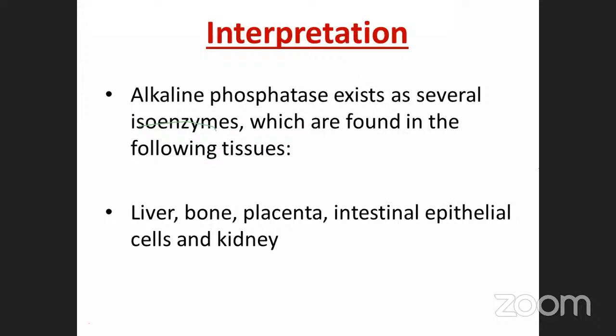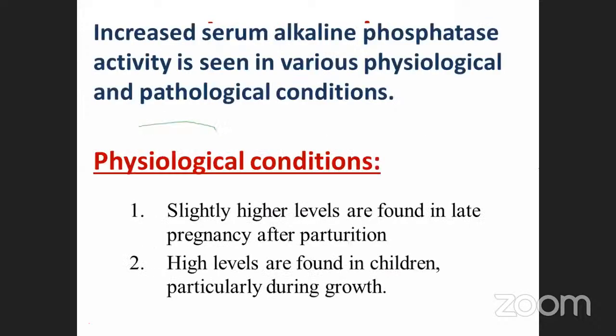And these isoenzymes are present in these tissues, for example liver, bone, placenta, intestinal epithelial cells, and kidney. You know, in liver function tests, bilirubin, protein, SGOT, SGPT, as well as alkaline phosphatase activity is measured. Okay? And in the specific tissues, specific isoenzyme activity is measured. An increase in serum alkaline phosphatase activity is seen in various physiological and pathological conditions.